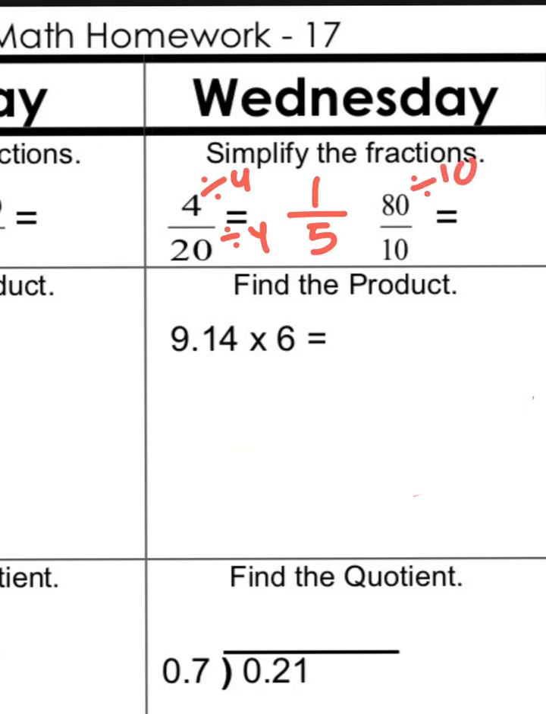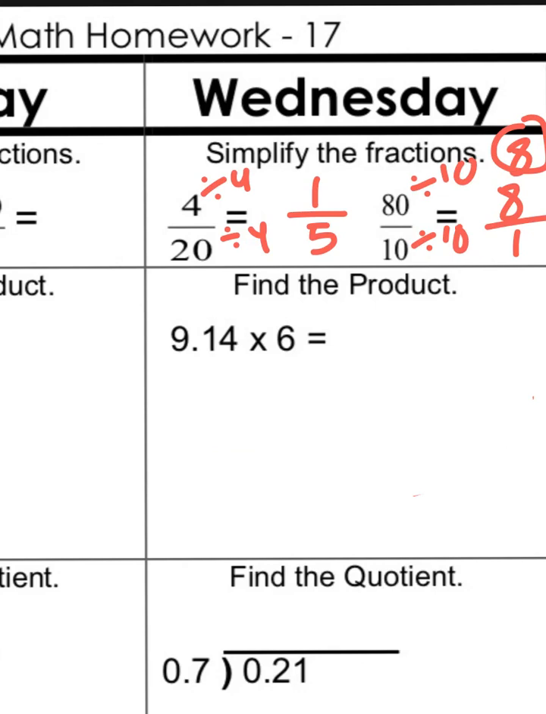For the fraction to the right hand side, you want to divide both by the number 10, because 10 can obviously go into 80 8 times, and 10 can go into 10 once. And 8 over 1 is just 8. Whenever you see a number over 1, it's always that number, because it's 8 divided by 1, and 8 divided by 1 equals 8.